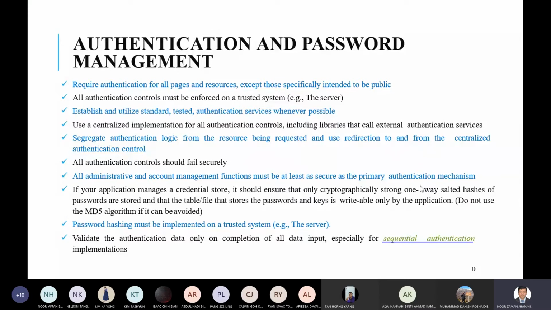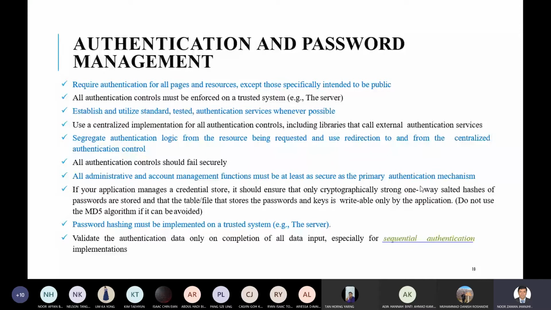So we need to define what pages, what transactions, and what things require authentication, and what level of authentication we are providing. And what authentication controls we are enforcing, what password rules we are applying, and what standards we are applying. So this is in very depth and detail.